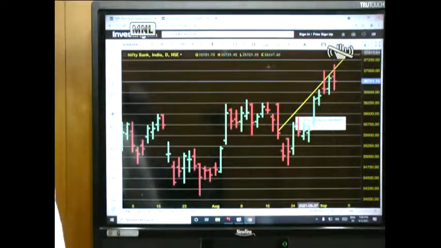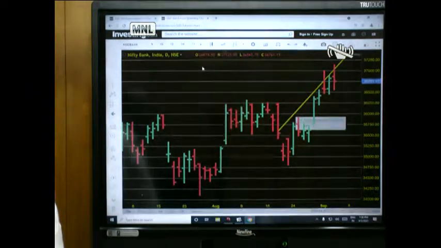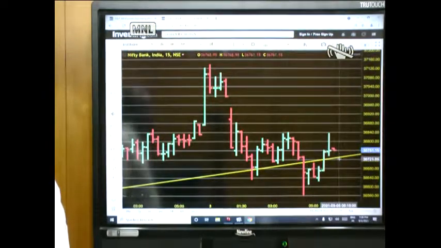In that particular case, what you should do is, now you know this is going to happen. So let's look at the 15-minute chart for that. So this is the 15-minute chart.